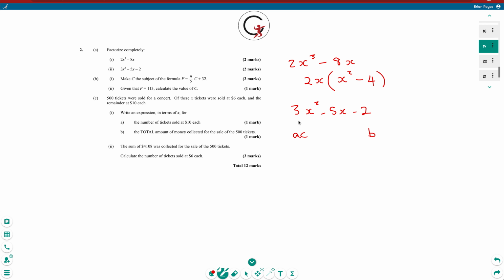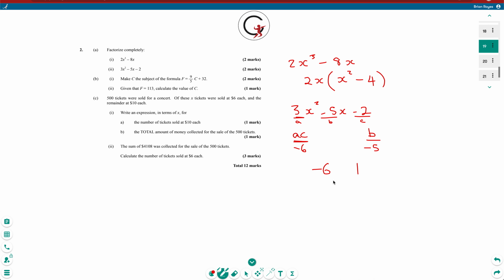Wait, hold on. What is A, B, and C right here? Well, in the standard form of a quadratic, A comes from this number, B comes from this number, and C is the number that stands by itself. So you're looking for two numbers that when you multiply them give you the product of 3 and minus 2. 3 times minus 2 is just minus 6, right? So two numbers that multiply to give you minus 6 and add up to give you minus 5. Well, if you take a moment and think about it, those two numbers are going to be minus 6 and positive 1. Minus 6 plus 1 gives you minus 5, and minus 6 times 1 gives you negative 6.